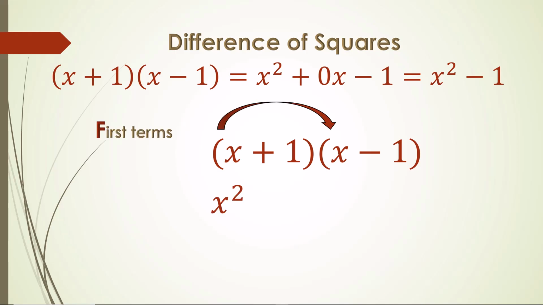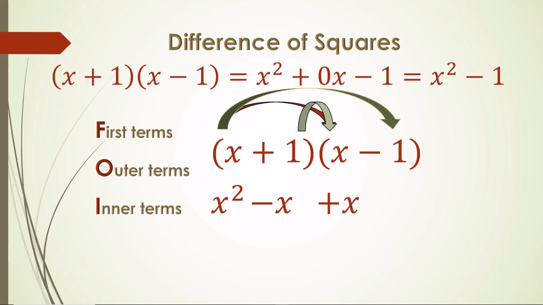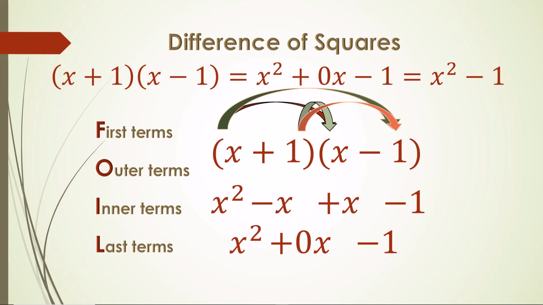The product of the first terms, x times x, is x squared. The product of the outer terms is x times negative 1, negative 1x, or just negative x. The product of the inner terms is 1x, or just x. The product of the last terms, positive 1 times negative 1, is negative 1. The two middle products, negative x and positive x, combine to be 0x, which disappears in the final expression, leaving x squared minus 1, the difference of two square values, hence the term difference of squares.